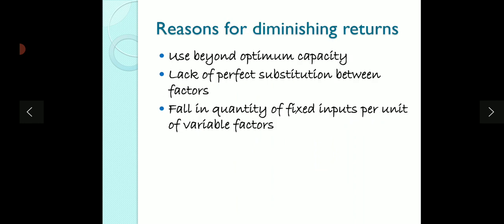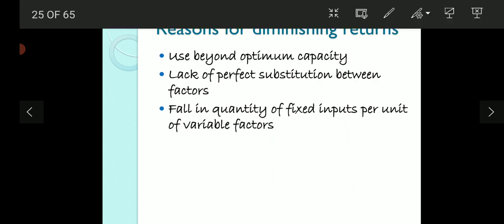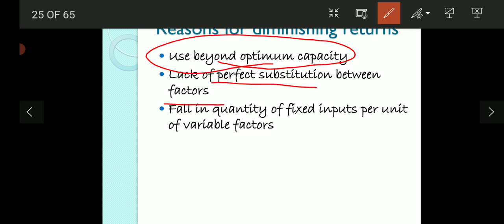Then why do we start getting diminishing returns? What happens in phase 2? The machine is being used beyond its optimum capacity. We are putting pressure on the machinery. The combination is getting disturbed. The variable factors are too many as compared to fixed factors. Like as we saw, 6, 7, 8 units of labor were more than required. So that is why the returns started to diminish.